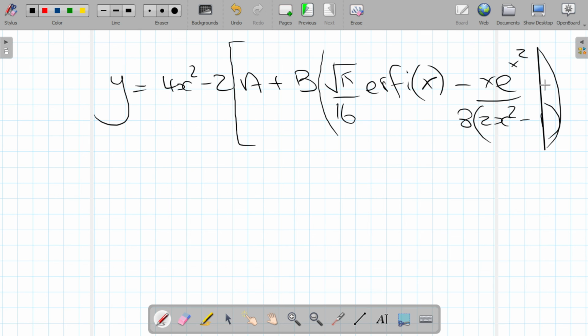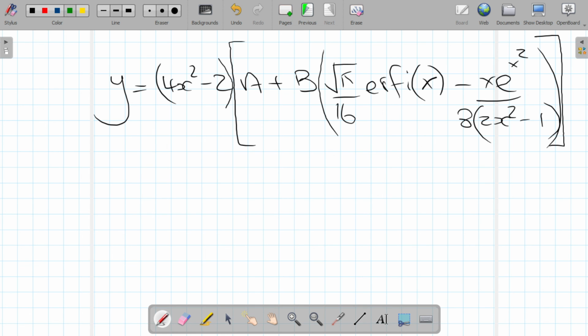Gremlins in the works. And that is the general solution to the Hermite ordinary differential equation when n is equal to 2.